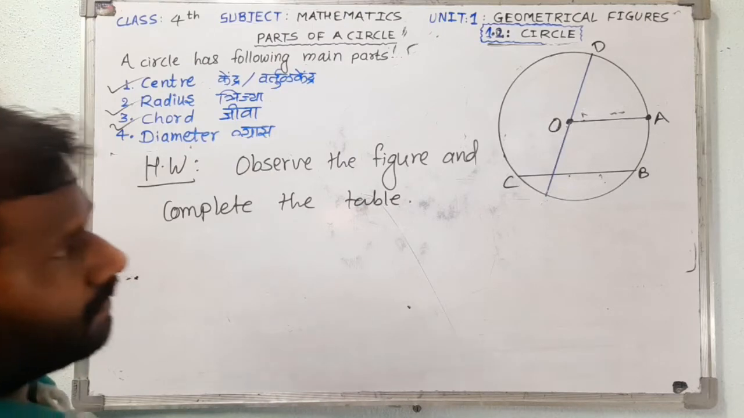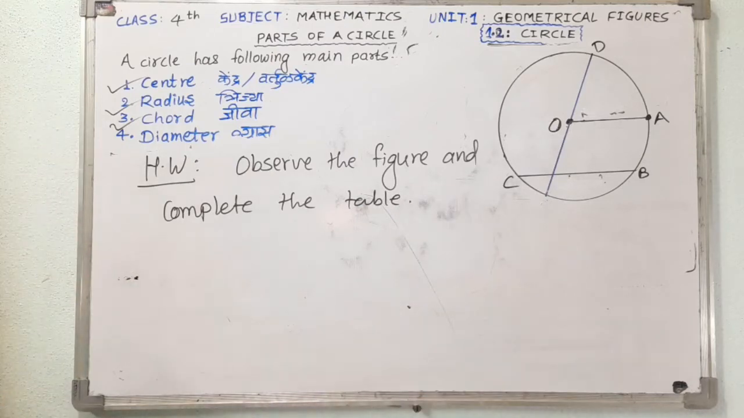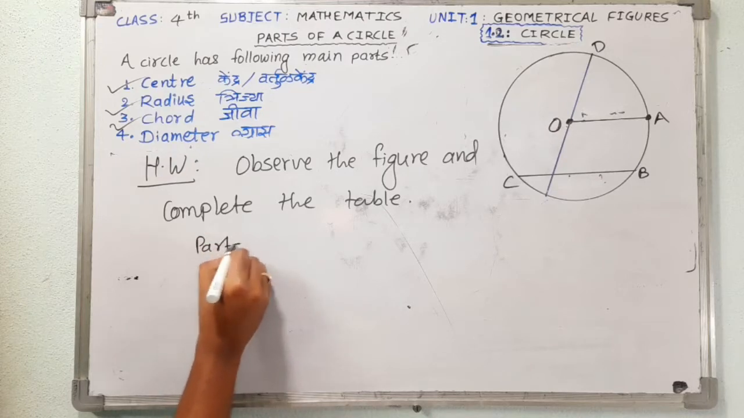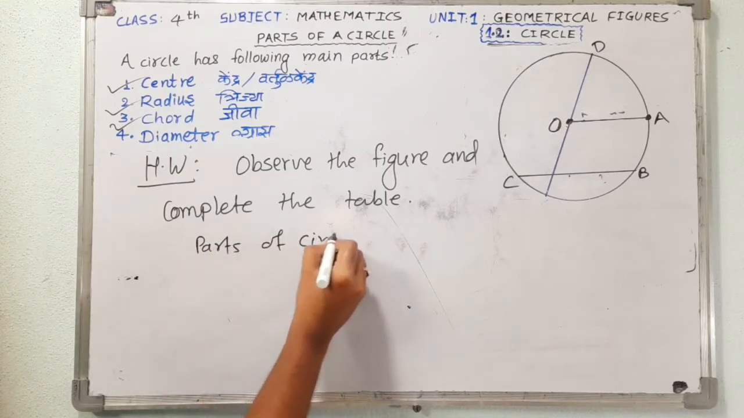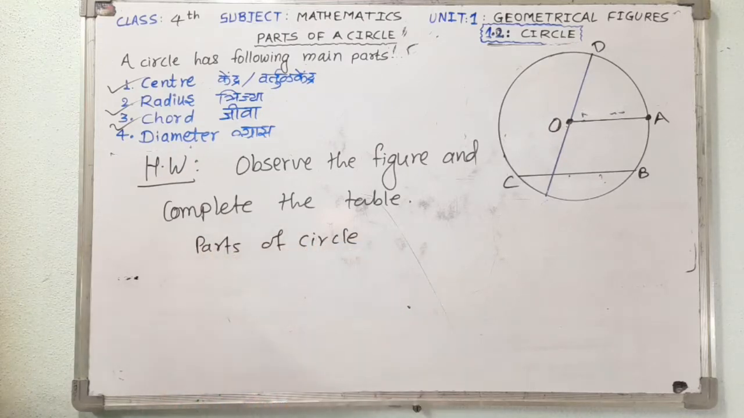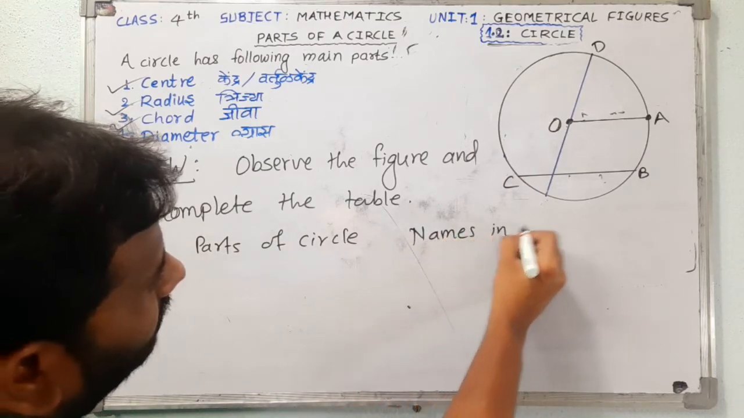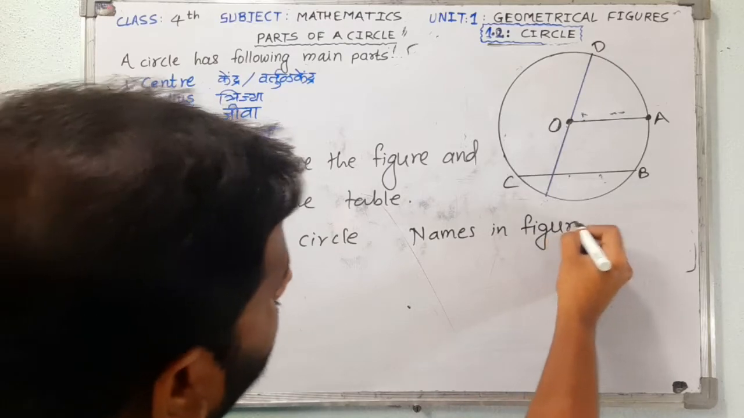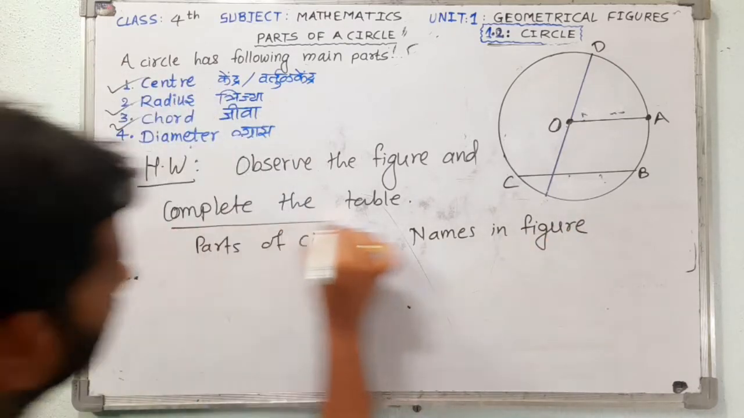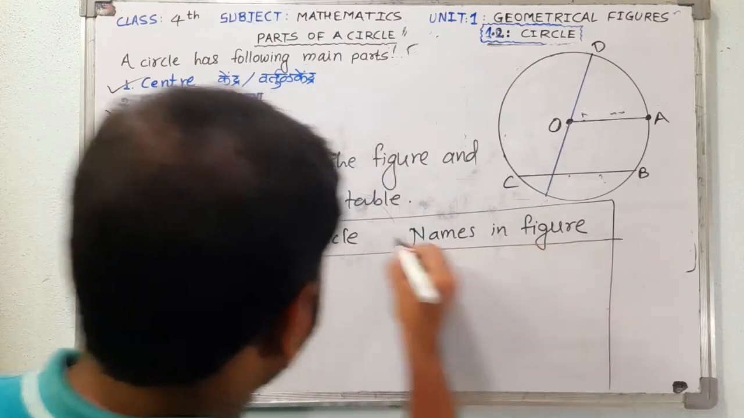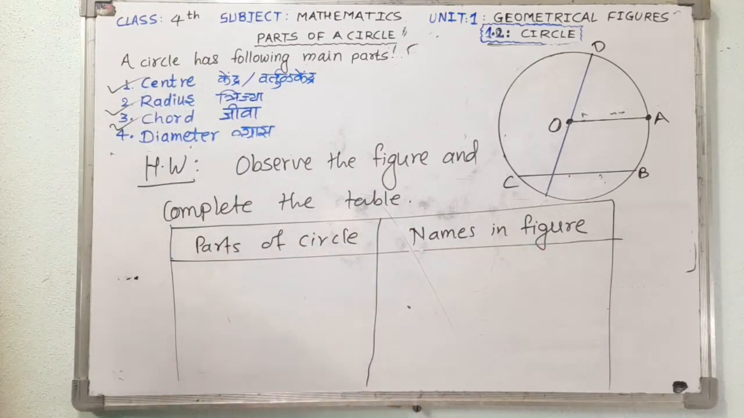Okay, so names are given there. Parts of a circle here, and name in figure. Very simple it is. Very simple homework I am giving to you, so that you can confirm yourself about the study.